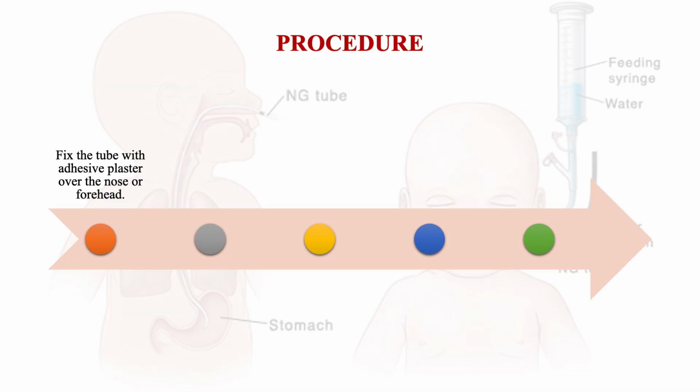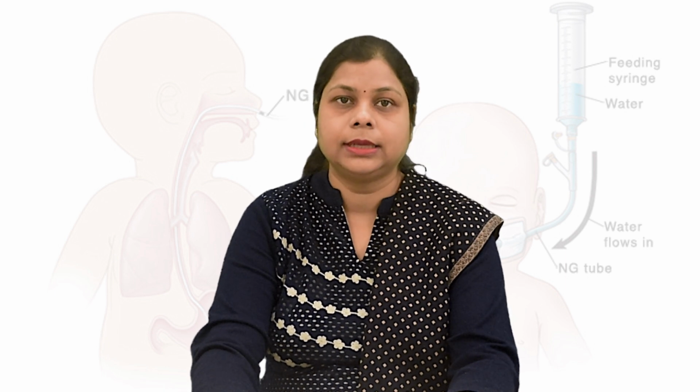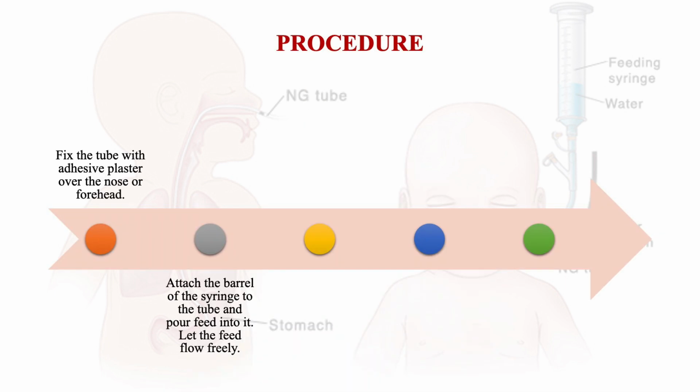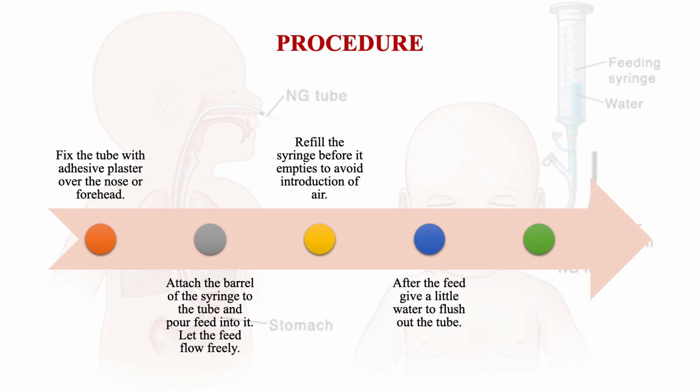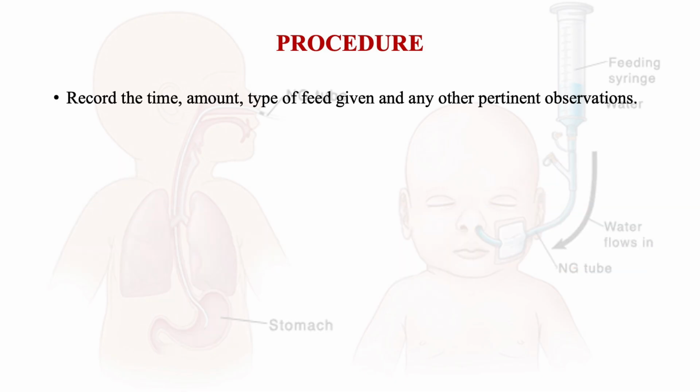Fix the tube with adhesive plaster over the nostril or the forehead once you have ensured that the tube is in the stomach. Attach the barrel of the syringe to the tube and pour the feed into it. Let the feed flow freely. Refill the syringe before it empties to avoid introduction of air. After the feed is given, a little amount of water is poured into the barrel to flush out the tube. Clamp the tube and make the patient comfortable. Record the time, amount, type of feed given and any other pertinent observation. Clean and put back the articles.